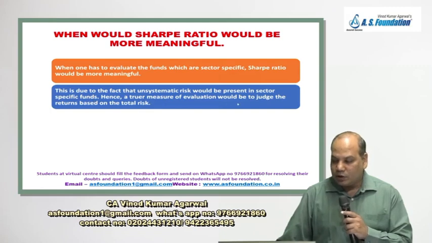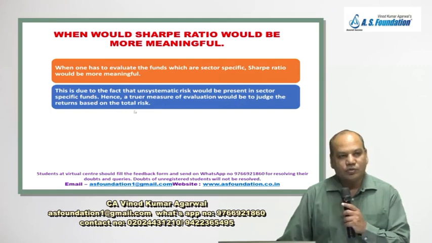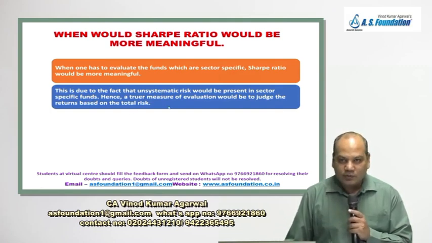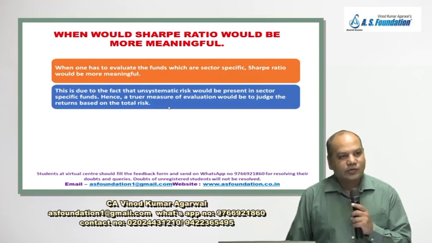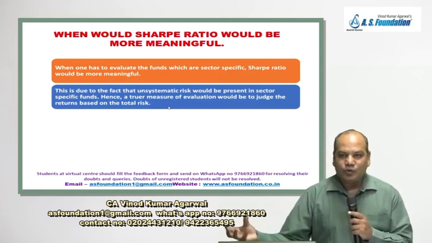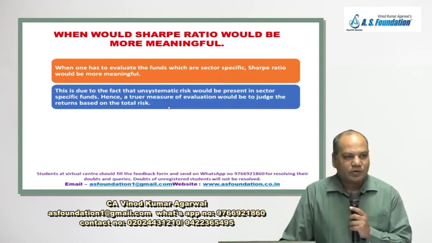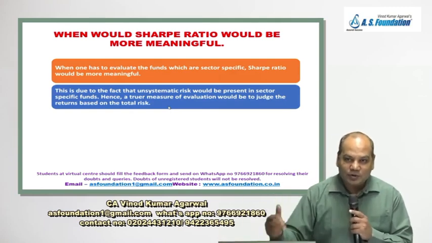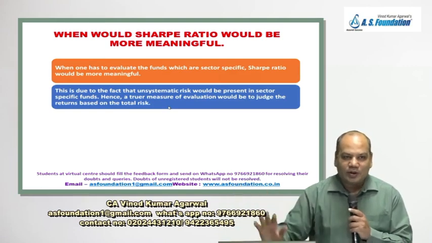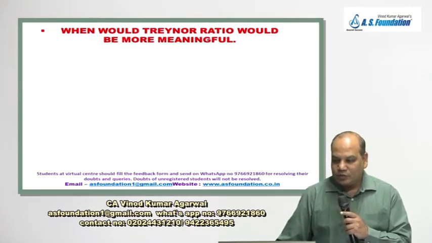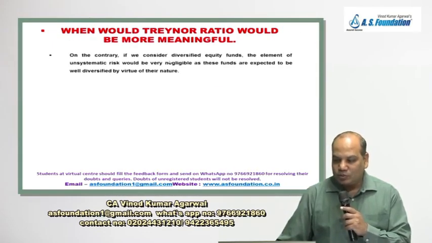Hence, a truer measure of evaluation would be to judge the return based on the total risk. The logic is that there would be both risk in a sector fund, systematic and unsystematic, because you can't eliminate the unsystematic risk if you invest only in one particular type of shares. But if you diversify in different types of stock, which risk gets eliminated? The unsystematic risk gets eliminated, and therefore Treynor ratio would be more useful for diversified equity fund.